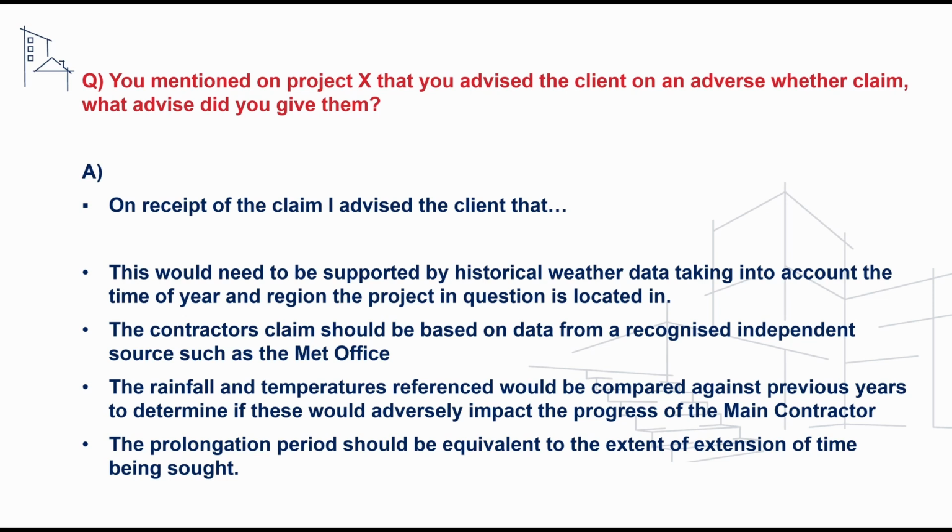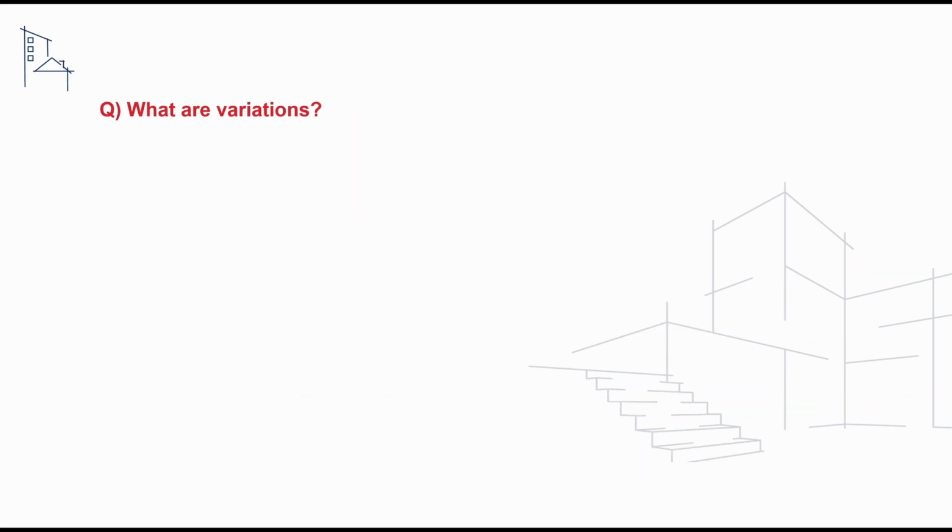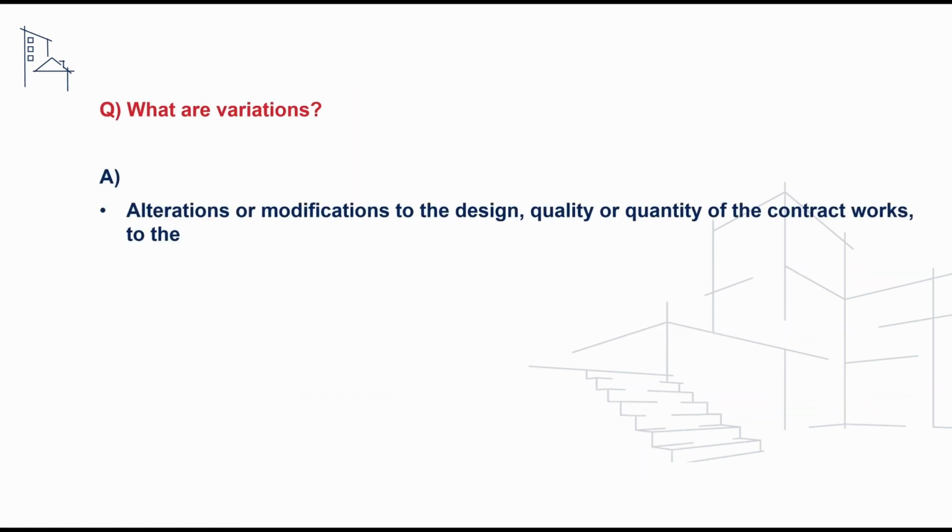of time being sought. The next question we'll take a look at is what are variations? And to address this, we can simply say that these are alterations or modifications to the design, quality or quantity of the contract works, to the site access or working conditions.